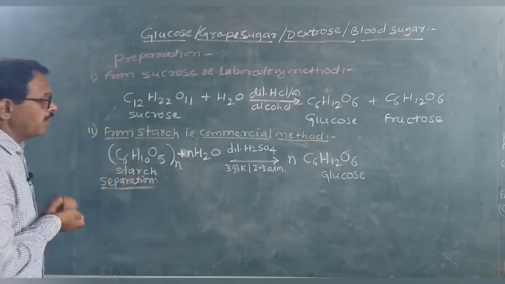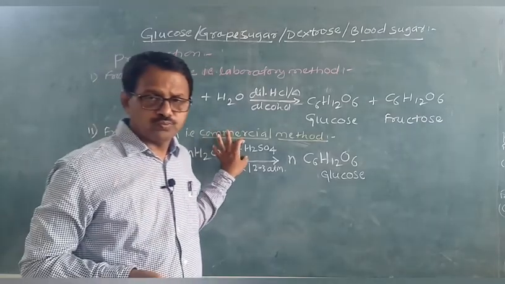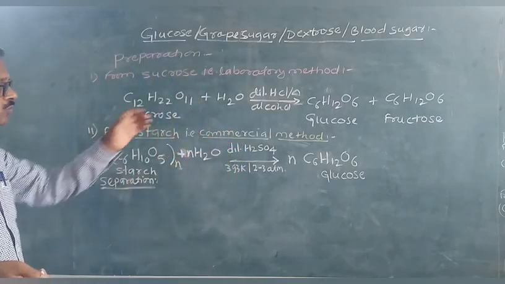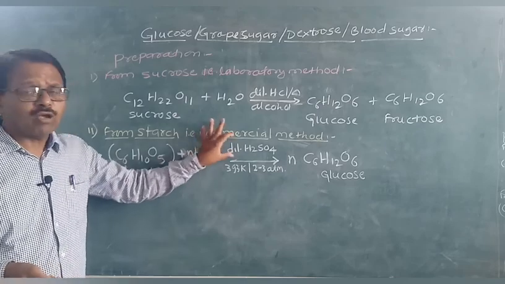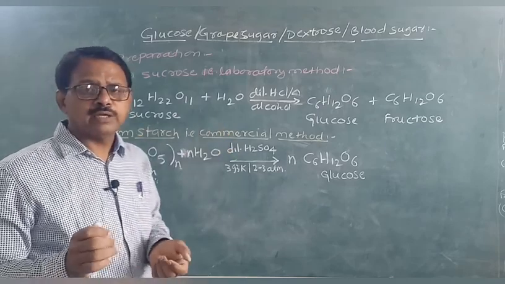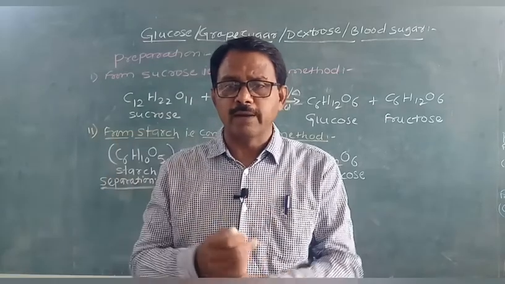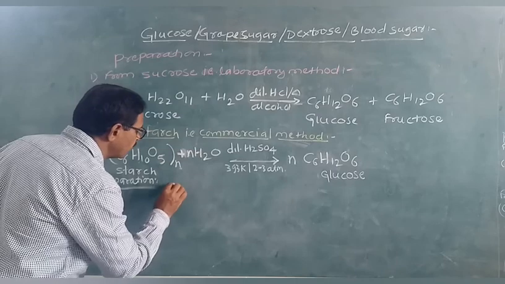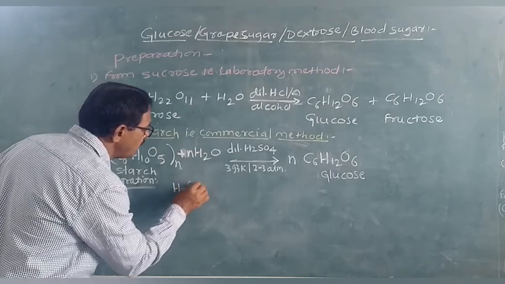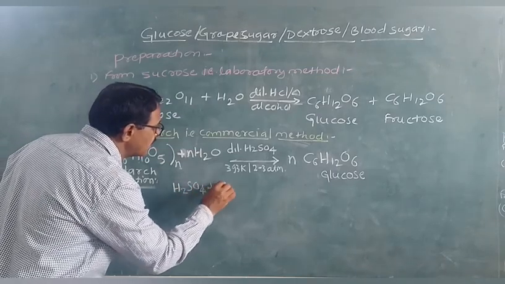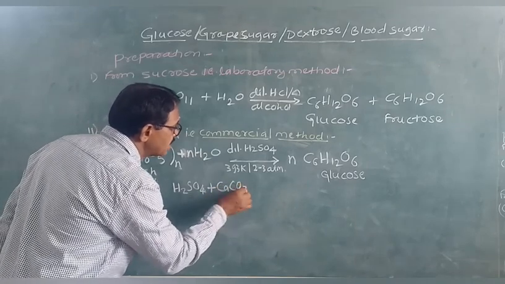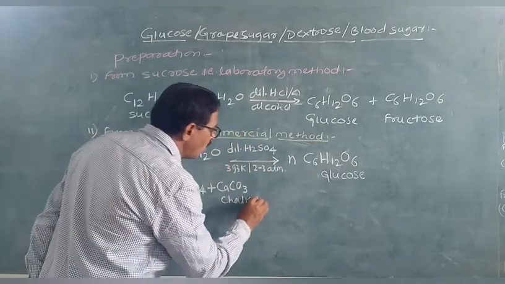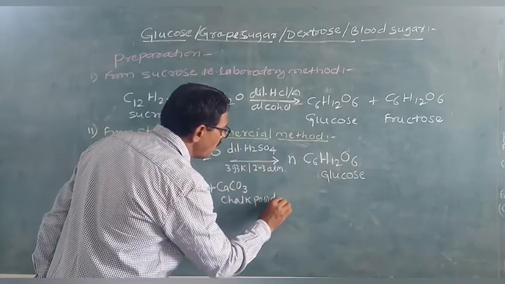Now here we have taken dilute H2SO4. It is used to hydrolyze that starch into glucose. But the excess of dilute H2SO4, whatever excess amount is left in the mixture, that excess of H2SO4 is removed by adding calcium carbonate. Calcium carbonate is also known as chalk powder.